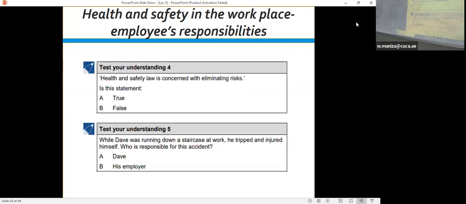Now, my dear students, here is understanding number 4. Is this statement true or false? Health and safety law is concerned with eliminating risks. Is it so? Is health and safety law concerned with eliminating risks?